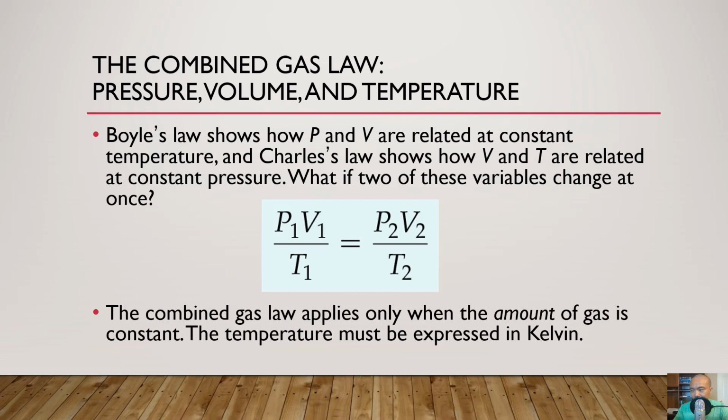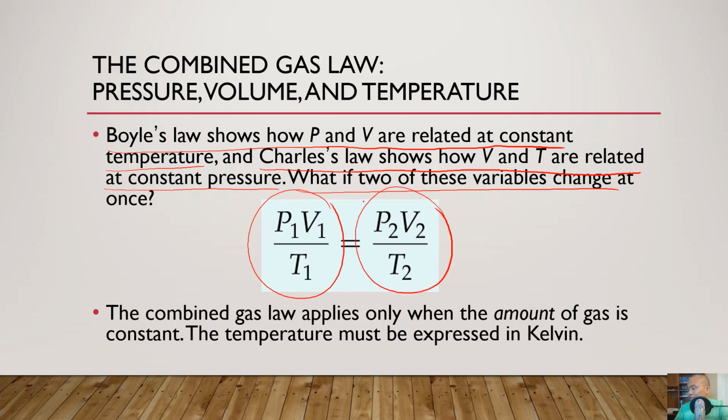So far, we have learned that Boyle's law tells you how P and V are related at constant temperature, and Charles's law shows how V and T are related at constant pressure. Remember, in both cases, the number of moles of gas in the sample does not change either. So if we combine these two variable changes, this time we're going to have three variables changing.